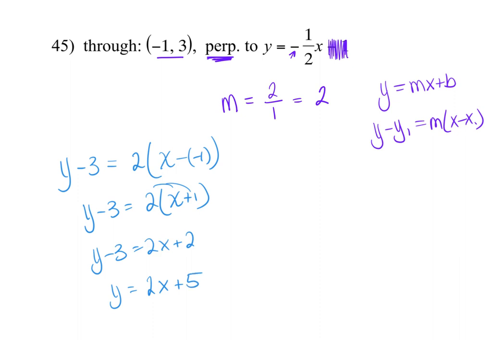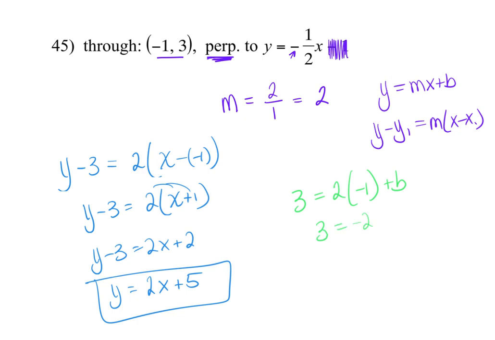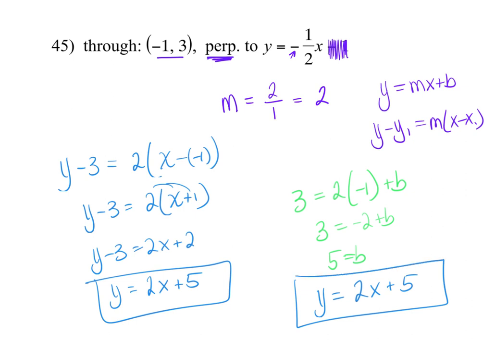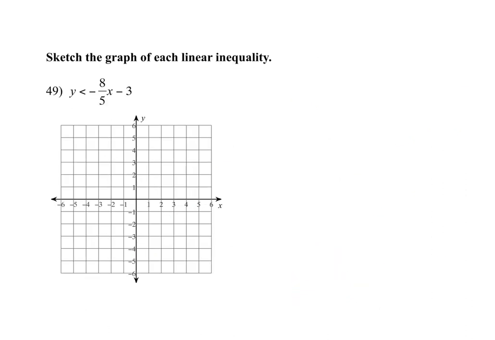Or if you want to solve for b, you can say y, that's 3, equals mx plus b. 3 equals -2 plus b. b is going to equal 5. Go back, plug it back in, y equals mx plus b. Both ways give you the same answer. So I actually gave this in 2 ways. The first way, it's already in slope-intercept form.